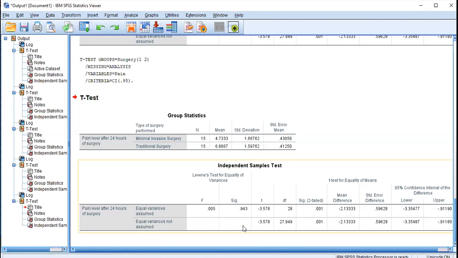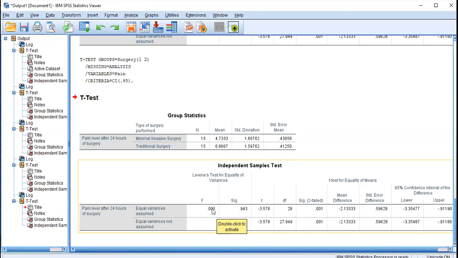If you look at the Levene's test here, the significance value comes to 0.943, which is quite higher than 0.05. Had the Levene's significance been 0.05 or less, we would have accepted that a population variance difference is there. But since it is more than 0.05, we are not saying that the population variances are significantly different, with an f value of 0.005.